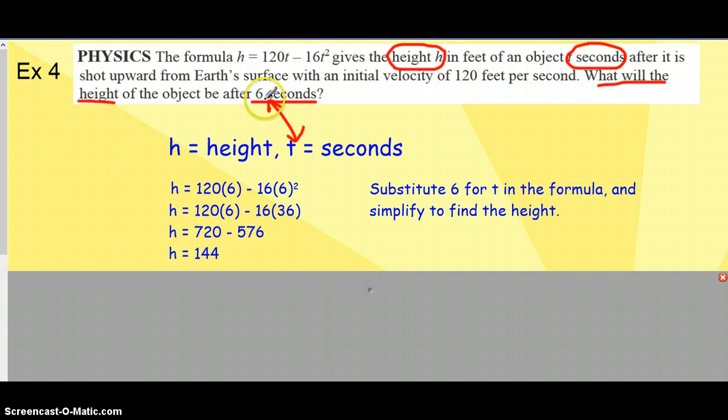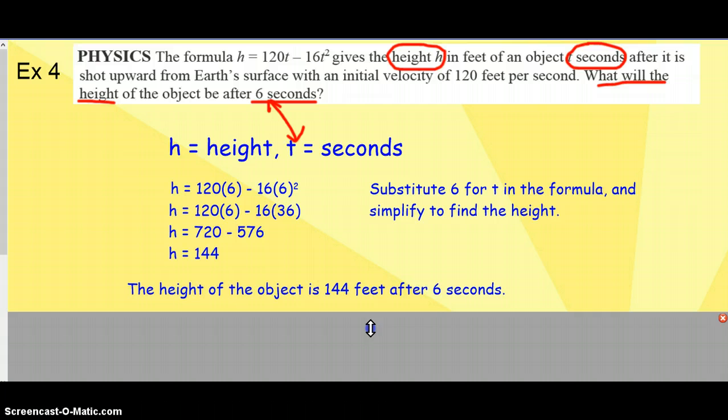Now, every time that you have a problem that's given to you in words, you're going to go ahead and answer with words as well. So once you get your answer, I want you to rephrase it in a complete sentence. The height of the object is 144 feet after 6 seconds.